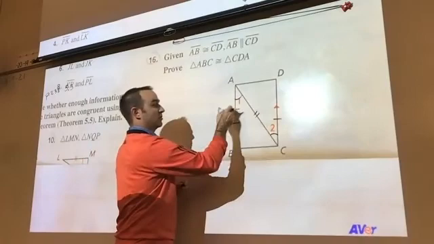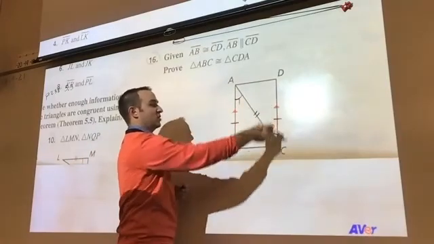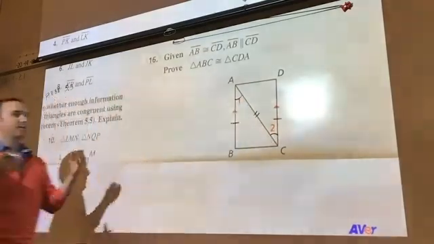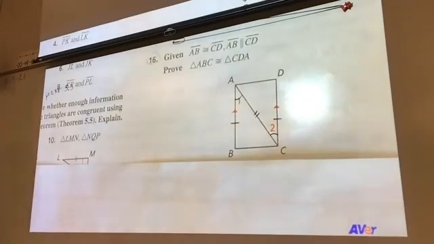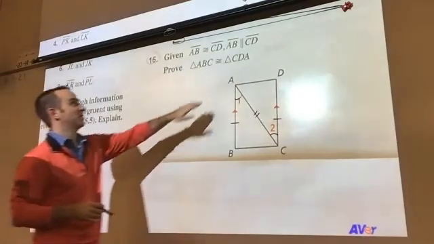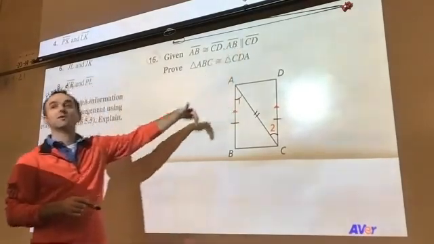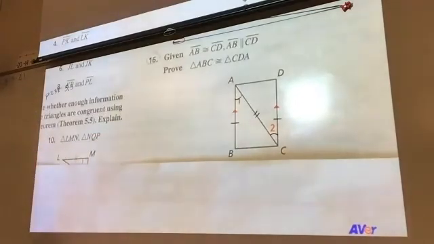Go AIA, because we know these are parallel, forms that Z shape. AIA, that's enough. Say side angle side. Next. Do you have to put the parallel? You would have to, in your proof, say they're parallel because it's part of the given and we used it. Yeah. So that would have to be one of those steps.